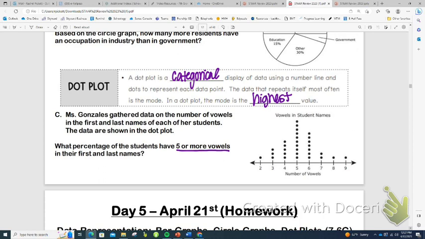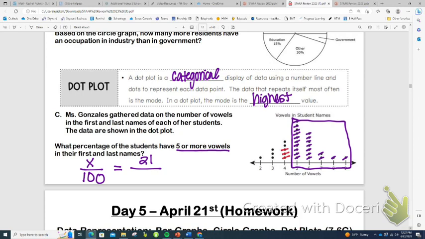Again, since we're looking for a percent, we're going to start out with x over 100 equals the part that we want over the total. Well, the part that we want is 5 or more. So that is all of these dots. So what we're going to do is count how many dots there are in that section. I see 1, 2, 3, up to 21. So there are 21 dots on 5 or more. Out of the total, so let's finish counting the rest of the dots. I was at 21, 22, up to 30.